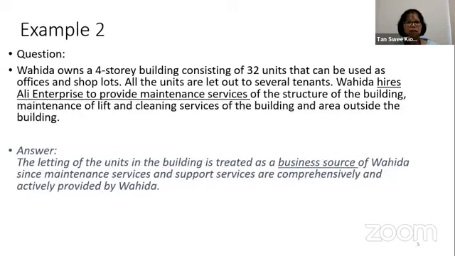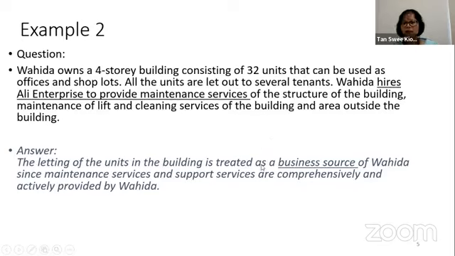Okay, we go to the next example. Wahida owns a 4-story building consisting of 32 units, used as office and shop lots, and he lets them out to different tenants. Wahida does not himself provide the maintenance service to the tenants, but appointed the agent Ari Enterprise to provide all the maintenance services, lift and cleaning service, and those outside the building, all the services to the tenants.